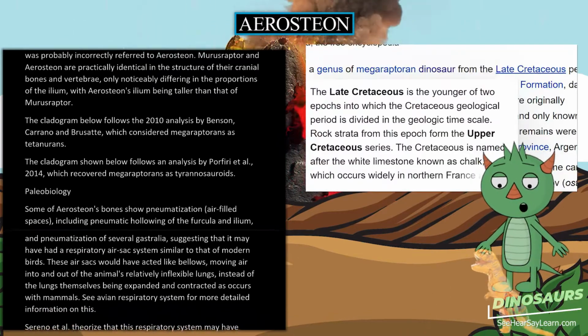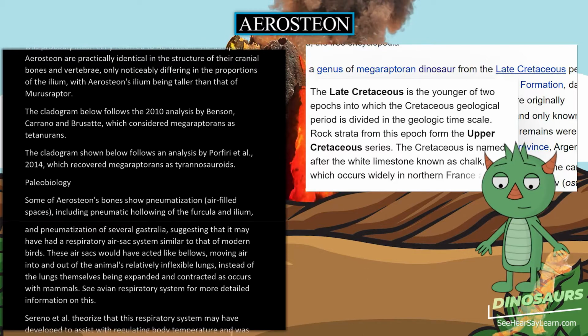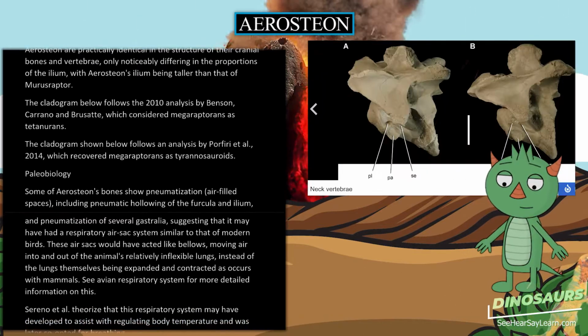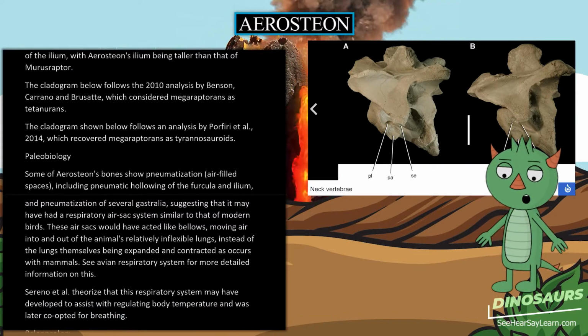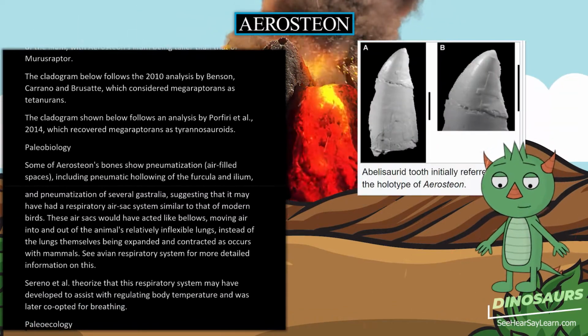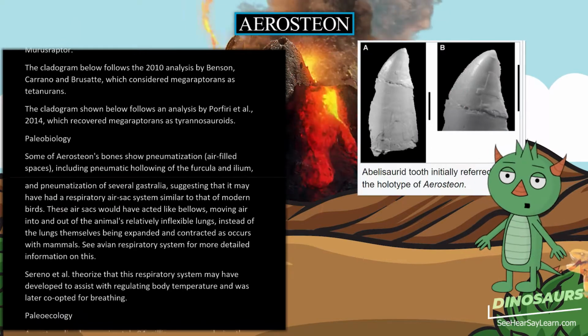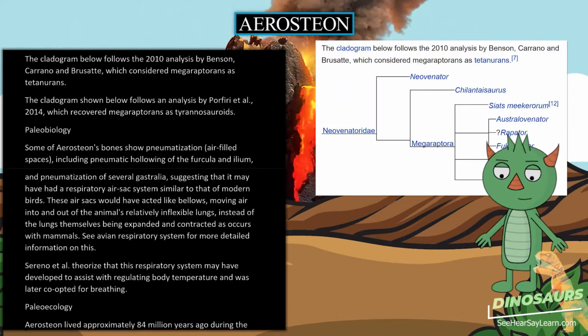The cladogram below follows the 2010 analysis by Benson, Carrano, and Brusatte, which considered megaraptorans as tetanurans. The cladogram shown below follows an analysis by Porfiri et al., 2014, which recovered megaraptorans as tyrannosauroids.